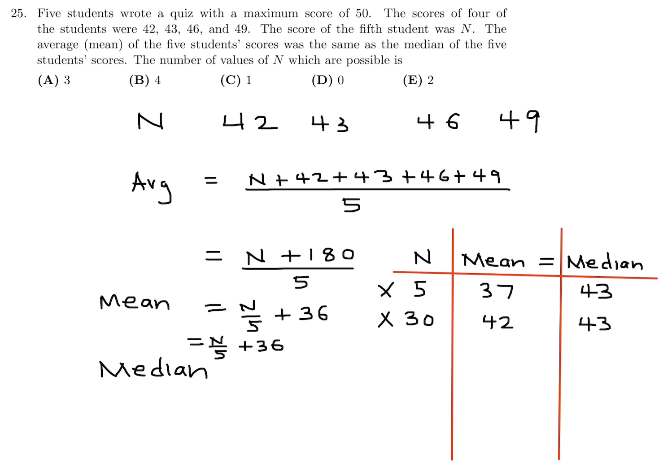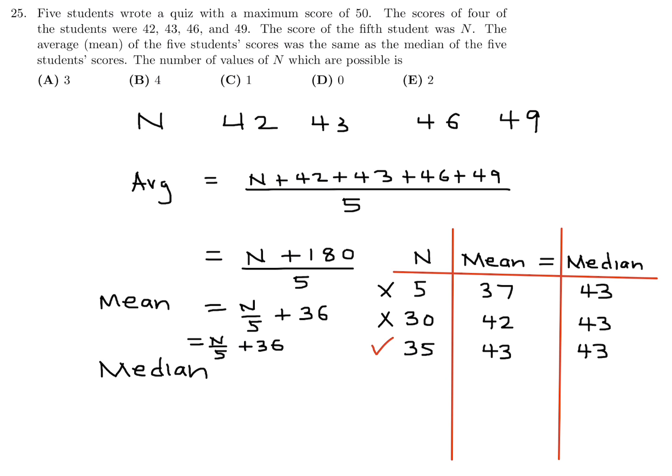Now let's try the next one, 43. If the mean is 43, you can quickly calculate n. 43 minus 36 is 7. 7 times 5 is 35. So we got 35. Now, if 35 is the value for n, what is the median of these 5 numbers? 43. And there you go. You just got a value for n for which the mean equals the median. Great. Now we have to see how many more we can get.